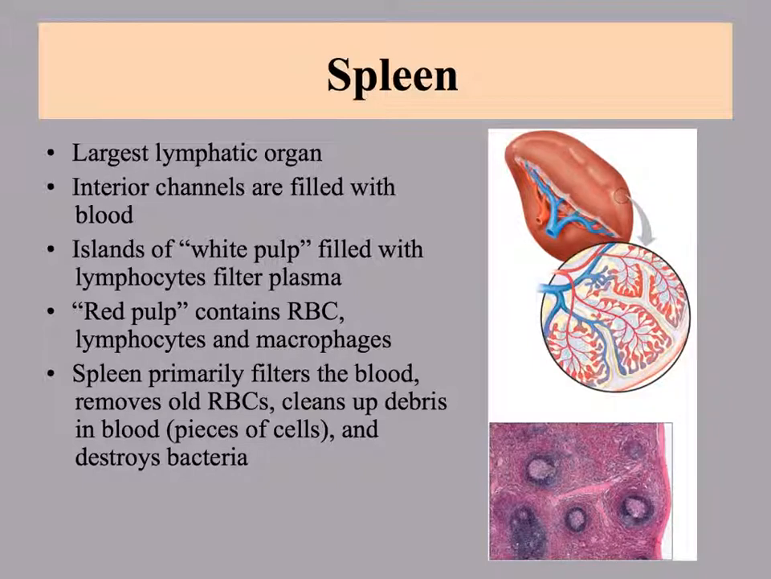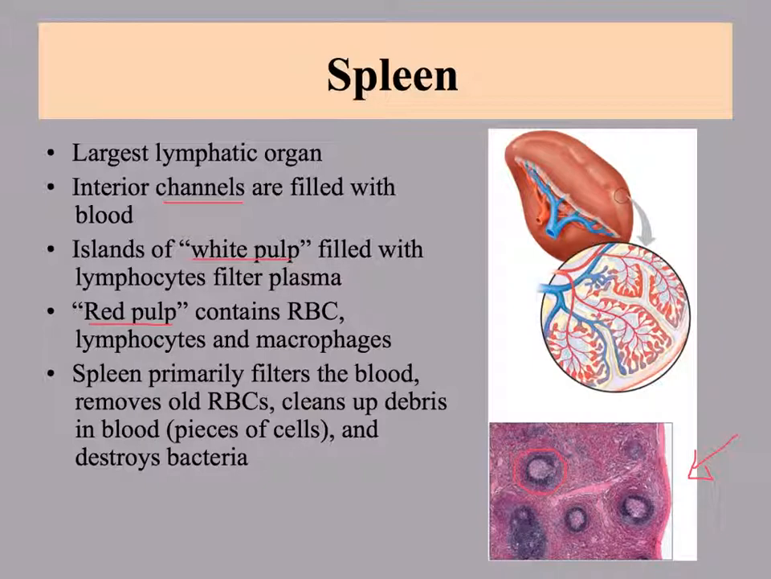And it, like the lymph nodes, is composed of a lot of interior channels and chambers, but they are filled with blood, not filled with lymph. What's interesting about the structure of the spleen, if you look at this slide down here on the right, you can see sort of these white circles that are surrounded by a darker red patch. And that's the two types of tissue that you see in spleen. It's called white pulp, that central area, and then red pulp.